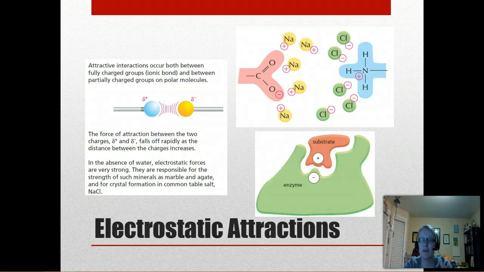And so this is where Brownian motion and the movement of molecules matters, because it brings these oppositely charged molecules into close proximity to create these attractions so that they can actually come together and act on each other as they need to for whichever type of event that's supposed to happen.